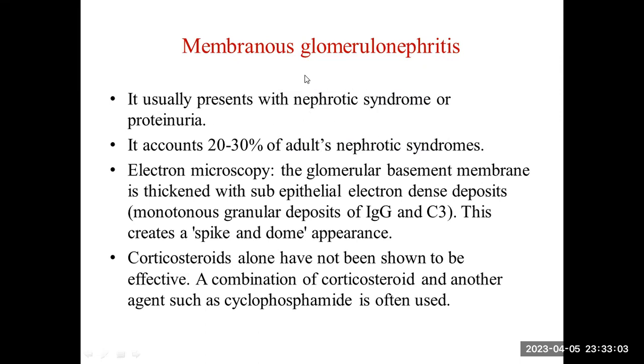So membranous glomerulonephritis has a tendency to be secondary more than minimal change disease. Minimal change disease is always primary. So it's important to investigate patients with membranous glomerulonephritis for secondary causes.